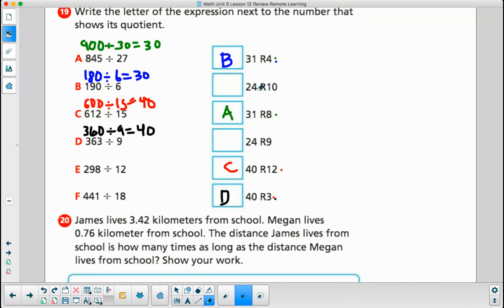All right, my last two are going to be in the 24s. So it's pretty much a freebie. I know they're going to be 24. I'm not going to estimate, but if I did estimate, I'd say 12 is easy to divide by. 2 is not a factor of or a multiple of 12. 29 is close to 24. So I'd go 240 divided by 12.